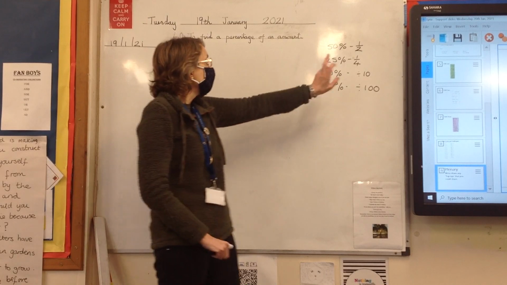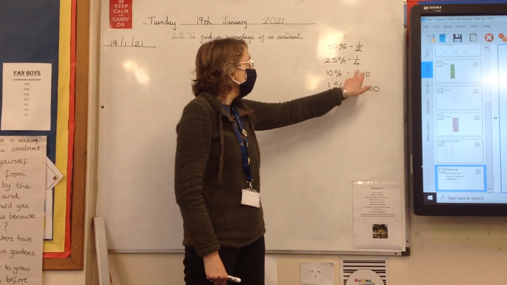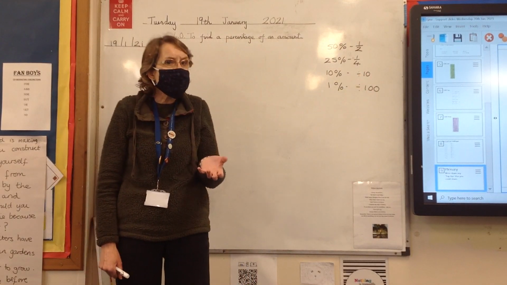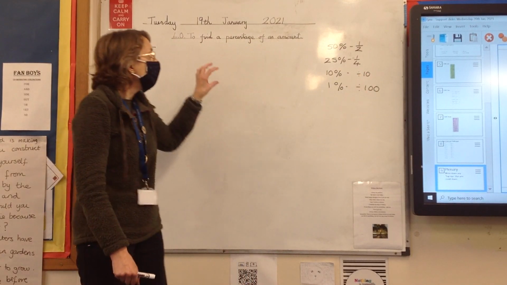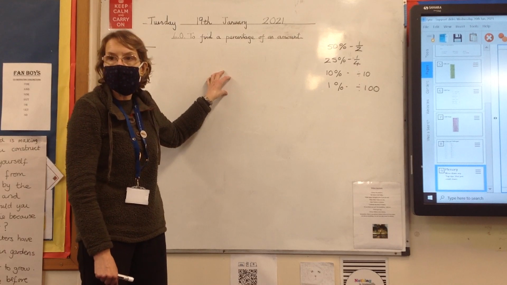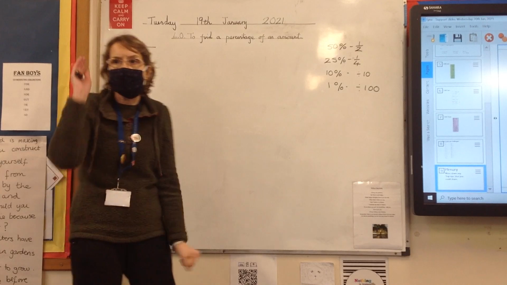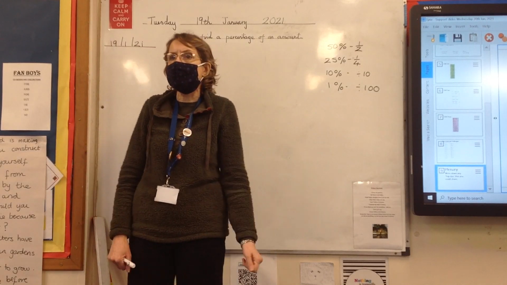We all know that if you're finding 10%, you're dividing by 10. So as you say, if you're asked to find 5% of something, find 10% first, because we all know how to do that, and then halve it, because half 10% is 5%. Well done. That was a good tip, good advice.